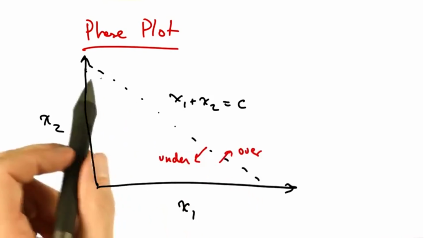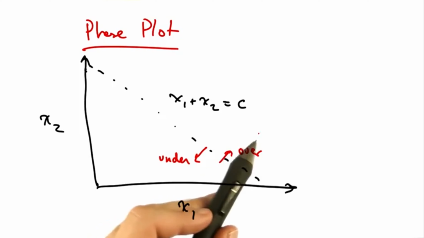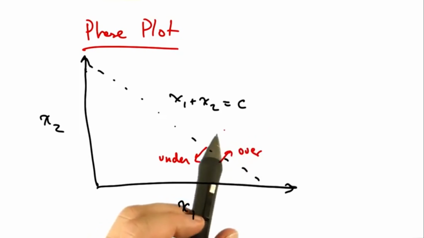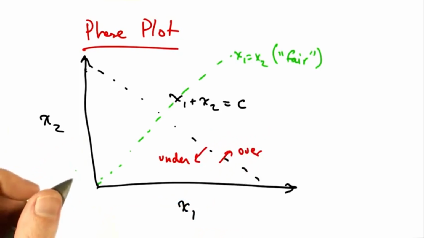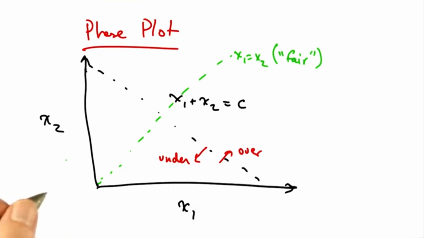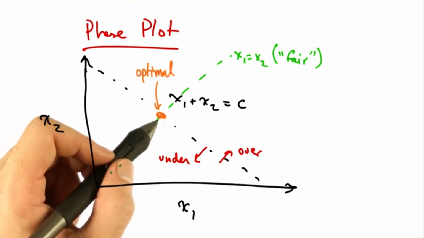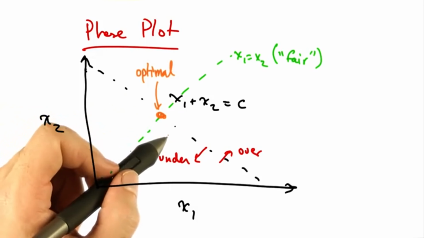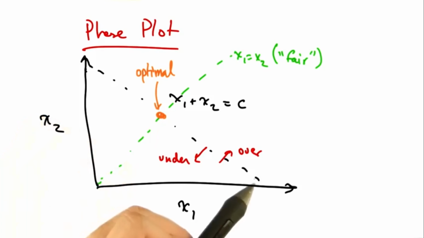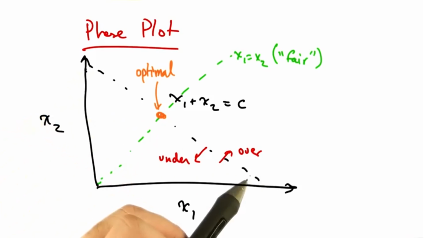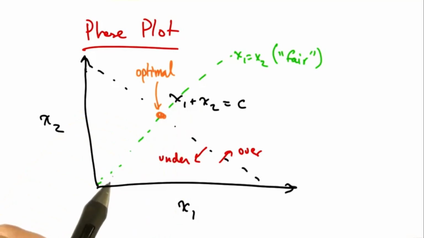Anything to the left of this diagonal line represents underutilization of the network, and anything to the right of the line represents overload. We can also represent another line, x1 equals x2, as some notion of fair allocation. So the optimal point is where the network is neither under or overutilized, and when the allocation is fair. So being on this diagonal line represents efficiency, and being on the green diagonal line represents fairness.